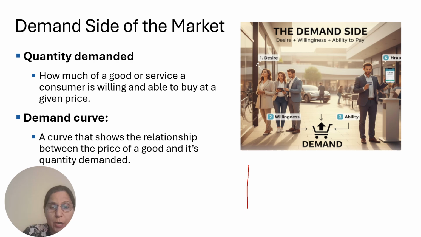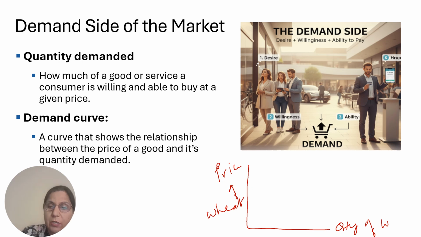So let's now try to draw a demand curve. So we have y-axis and x-axis. Now on the y-axis, always you have price of a good. So let's say price of wheat here, right? And on the x-axis, you will always have quantity of that good. So let's say quantity of wheat here. And then the demand curve will always be downward sloping.